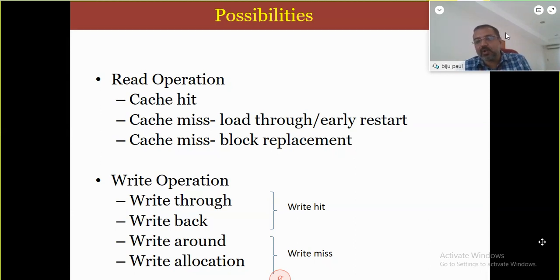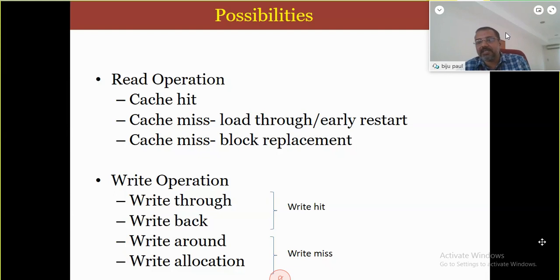When this updated one is getting removed from the cache memory, it has to be updated to the primary memory, to the main memory. For that, there is a bit assigned, called the dirty bit. When there is any updation in a cache block, the dirty bit is set. When that particular block is getting removed from the cache memory, it checks whether the dirty bit is set or not. If the dirty bit is set, it means that particular block was updated, and it has to be updated in the main memory also.